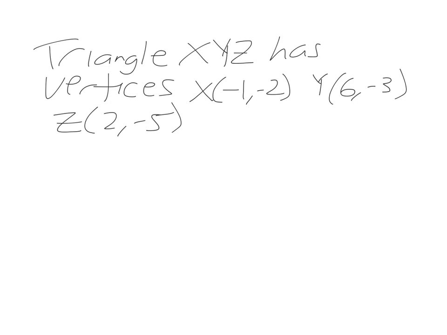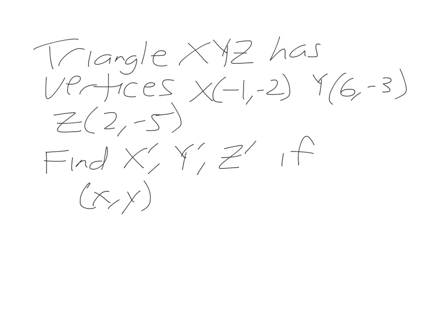Now, I want you to find X prime, Y prime, and Z prime if the rule for our translation is (x, y) goes to (x minus 2, y plus 1). So pause the video, try this problem, and see if you could figure out what X prime, Y prime, and Z prime is. Let me try, Mr. Cass. All right, stop me if I'm wrong.